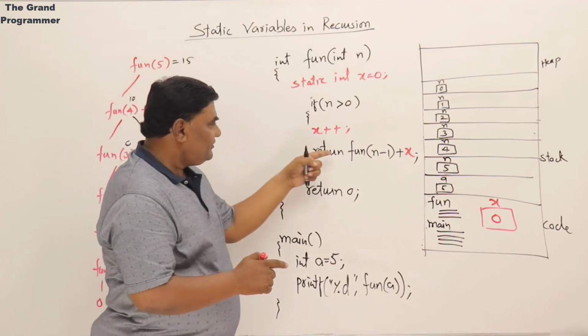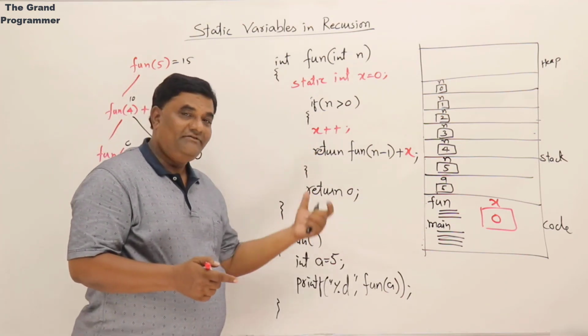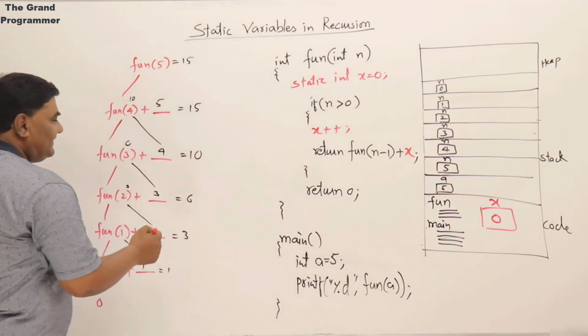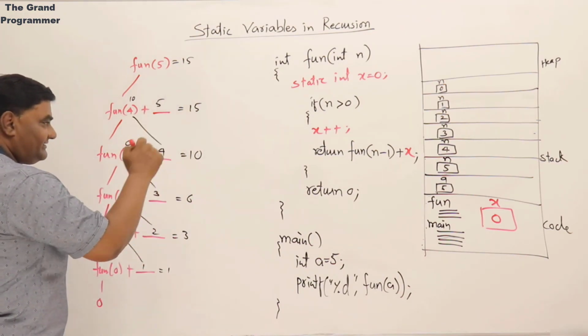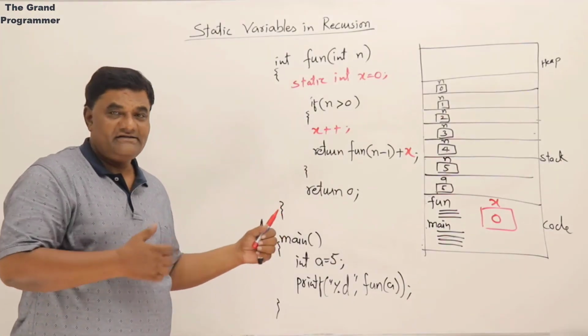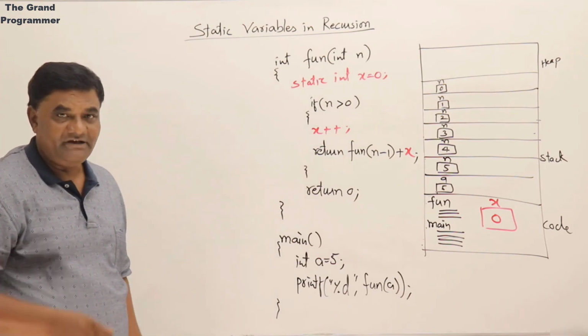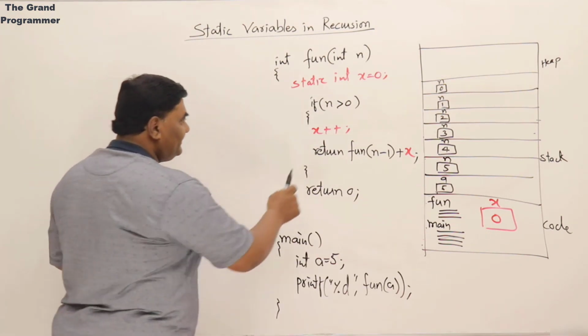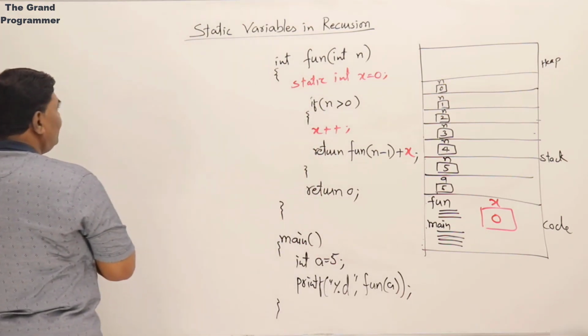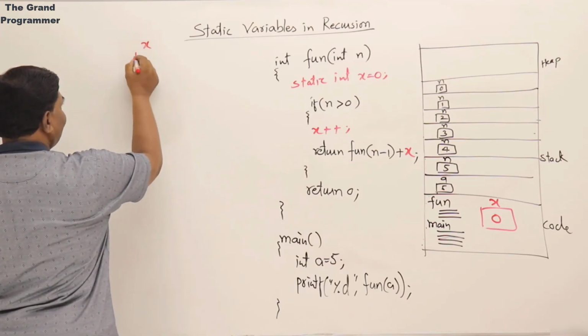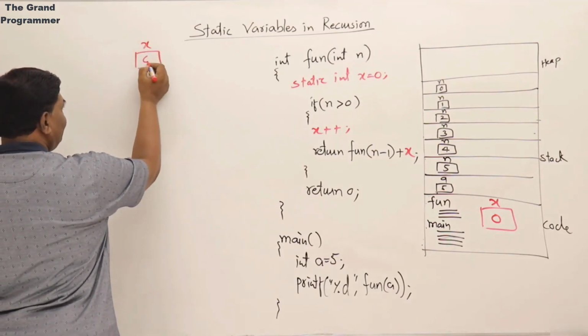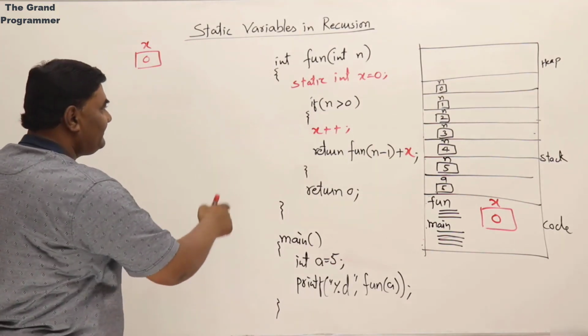Now, what will be the result of this function? For that, I will trace it again. So for that, I will remove these things and I will trace it again. Let us look at the tracing and see how static variable should be handled. For a static variable, it is x, so I should have a single copy of static variable separately. Don't show it in the tracing tree.